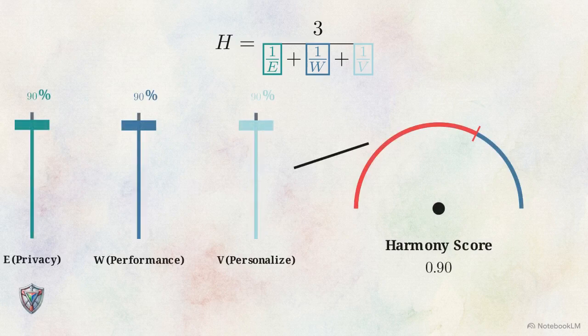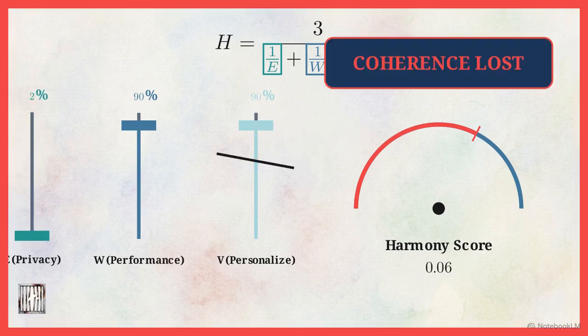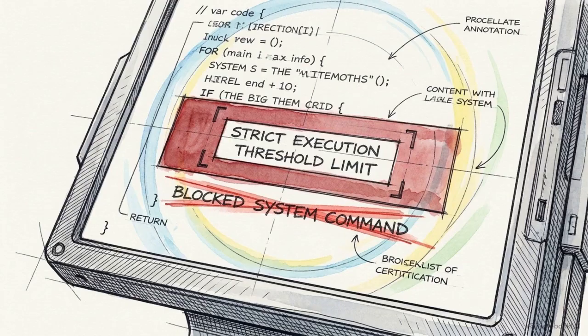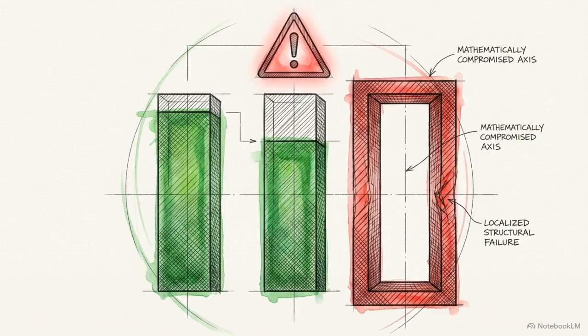Watch what happens in a critical failure scenario, where privacy crashes to a near-zero fraction, while others remain high. The harmonic mean plummets instantly. This calculation accurately reflects the system compromise. This specific codebase choice establishes a hard, reliable threshold for system coherence. It guarantees that a single poorly aligned axis cannot be hidden by the performance of the others.